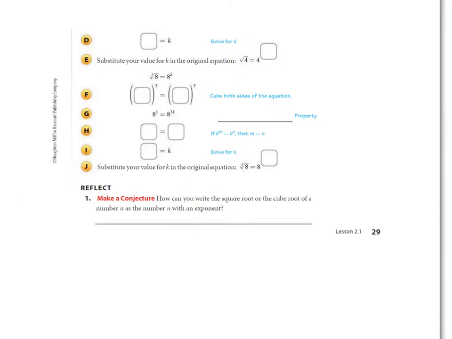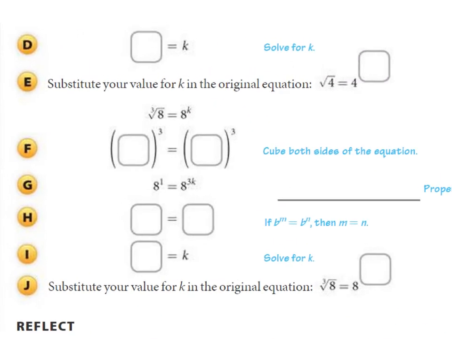Let me rewrite it on top here. You should just have it in front of you. To solve for k, we're going to divide both sides by 2. So k equals 1/2, which means the square root of 4 is the same thing as 4 to the 1/2.